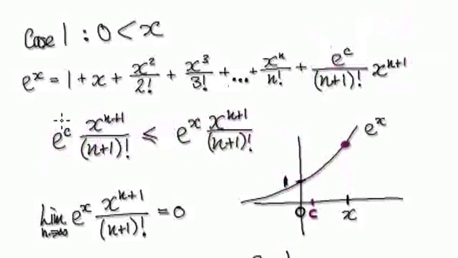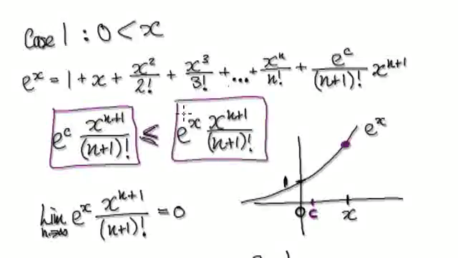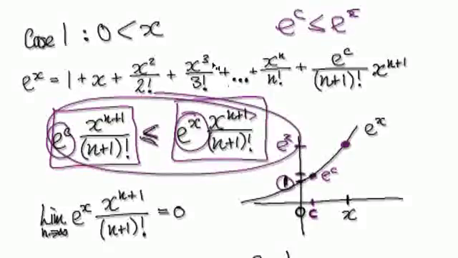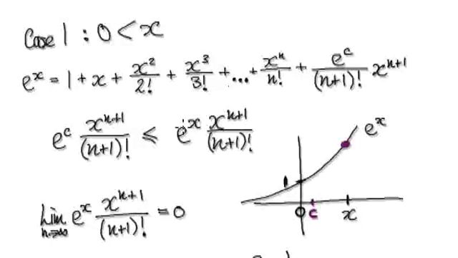So this thing here, our remainder, must be less than or equal to this, because e to the power of x must be greater than or equal to e to the power of c. From the theorem, c must exist somewhere in between here, so e to the power of c must be bigger than 1 but less than e to the x. So this must be true. So now take the limits as n heads towards infinity.